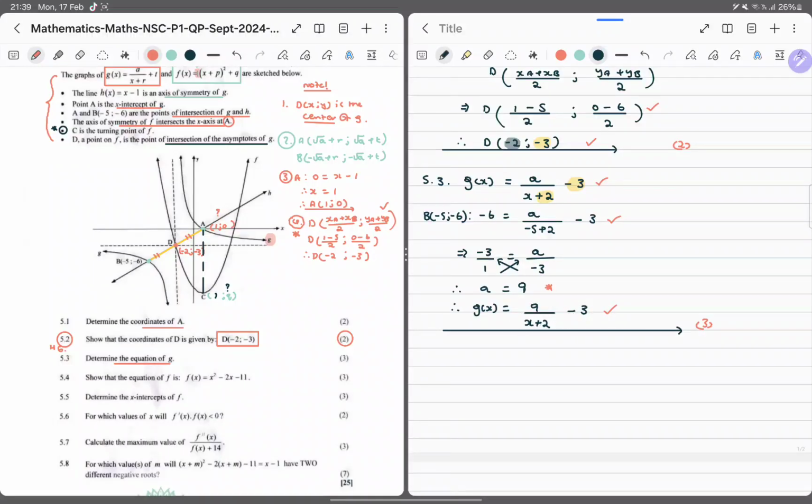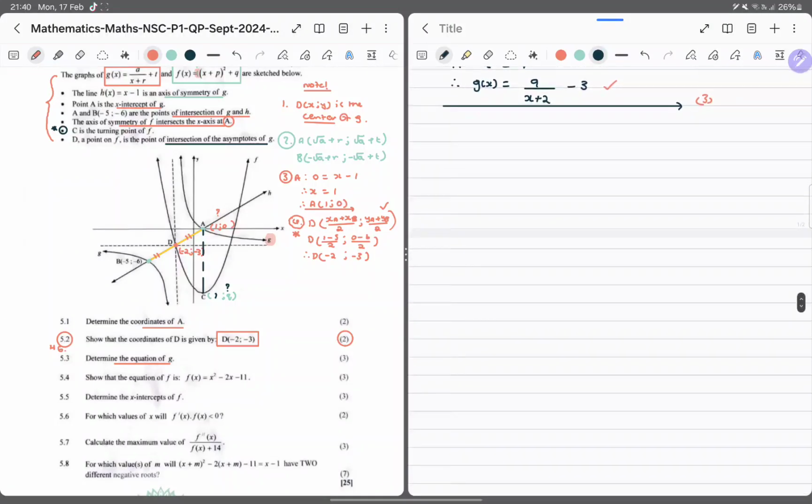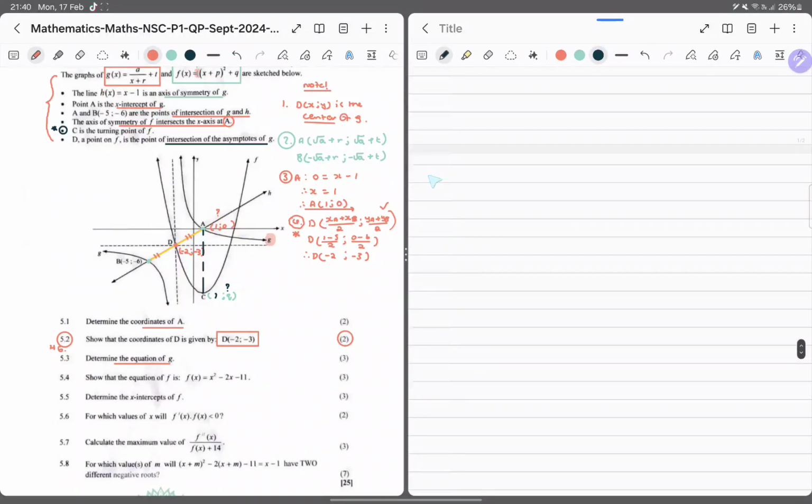So you know, if this equation matches that point A, which we've already proved is correct from 5.2, then every time we're moving, we're getting the marks. Be in the habit of checking your work, guys, because you will score big if that's what you do. So 5.4, we need to show that the equation of f is like that. Not a big deal now.